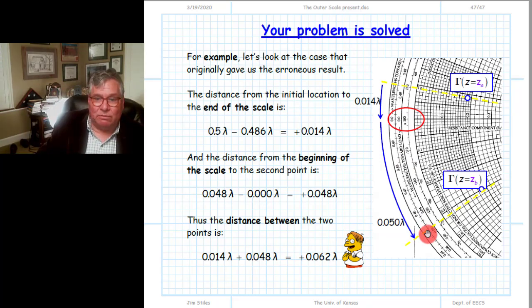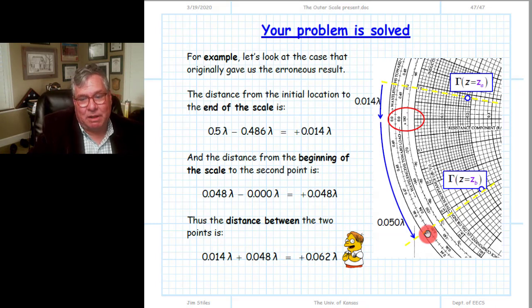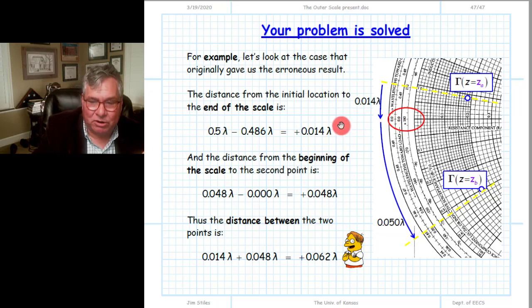And of course, to really get the right answer, what we have to do is break the problem into two pieces. We start at 0.486, and we rotate around until we hit this boundary. And the difference between 0.5 and 0.486 is 0.014 lambda. That's how far we moved up the line to get to this location. At that point, we have to stop and write down that number. Now we have the second part of the problem.